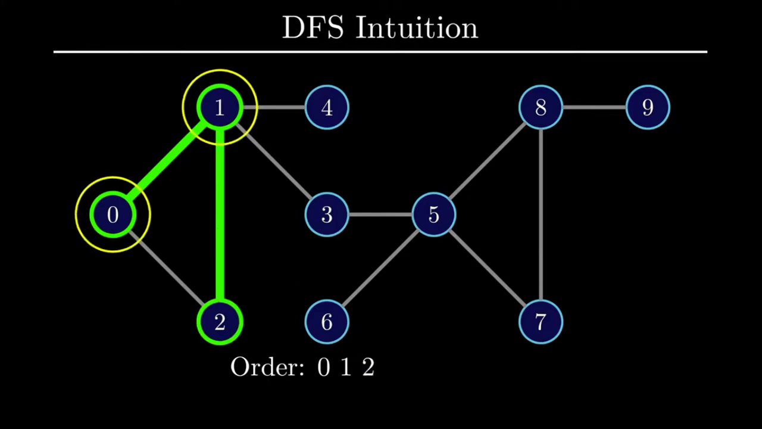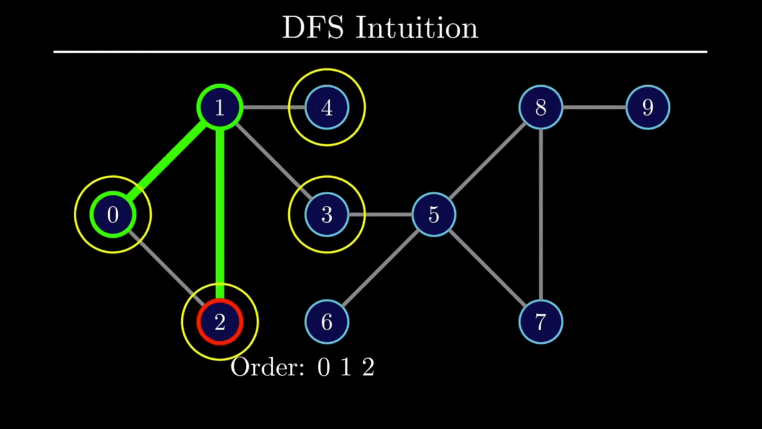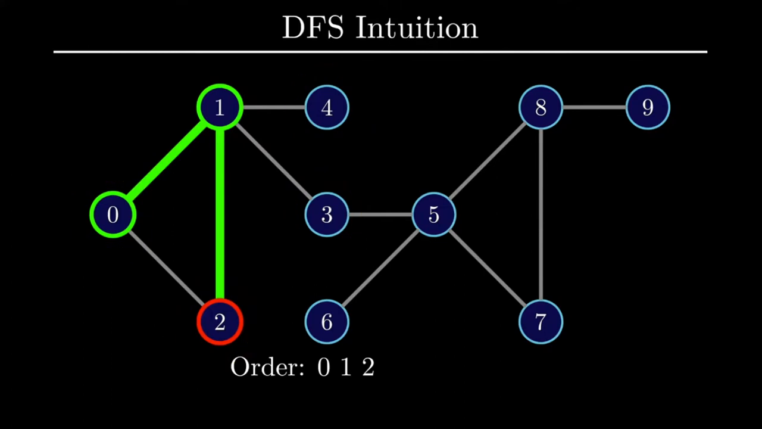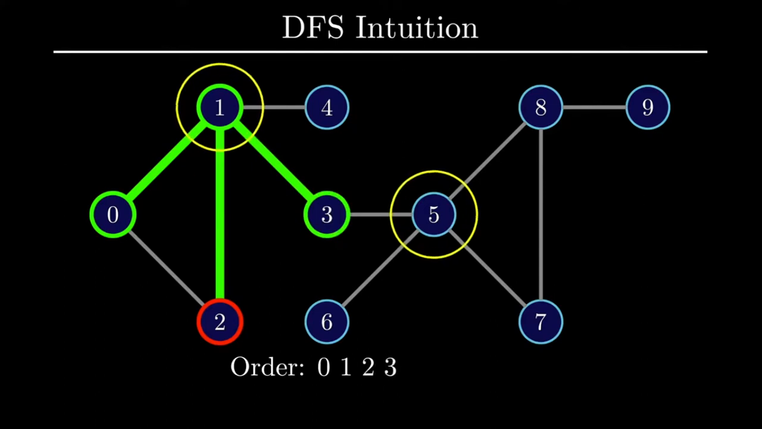And from vertex 2, we only have a couple of options, namely going to vertex 0 or vertex 1. But we've already seen those vertices, right? So what we might naturally do is say, okay, there's nothing further we can do from this vertex, so let's take a step back to where we came from, which is vertex 1. And from vertex 1, we now have 2 unexplored vertices that we can then go to. Let's go to vertex 3. From vertex 3, our path forward is pretty set in stone. The only unexplored node is vertex 5, so let's go there.